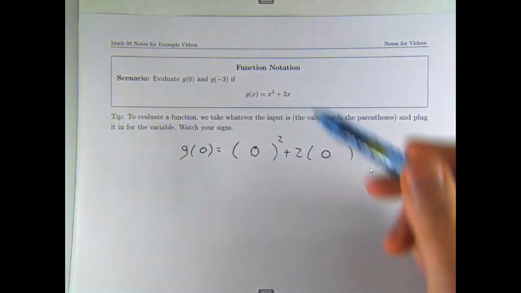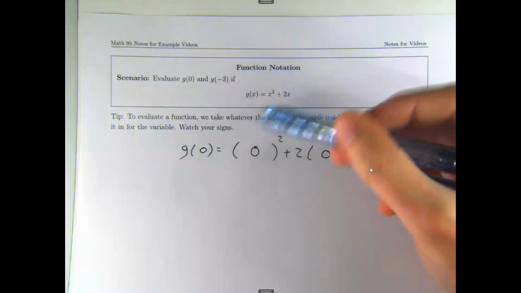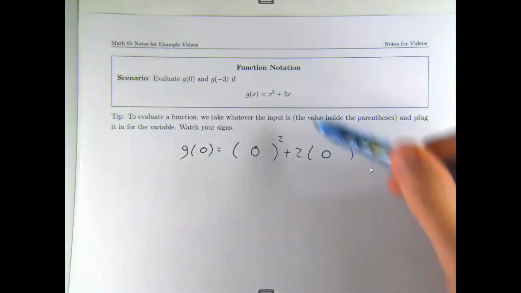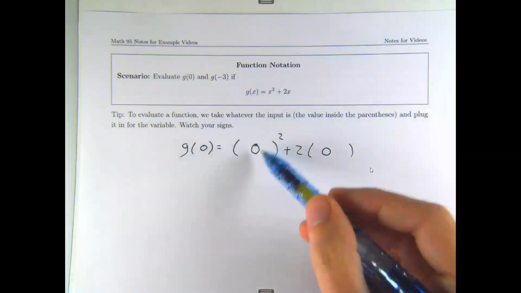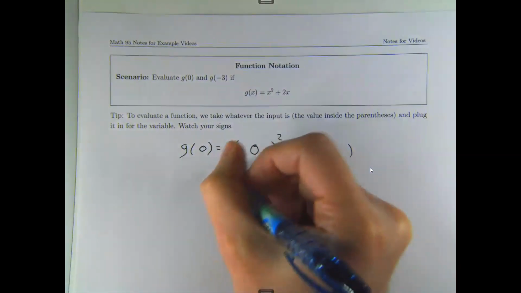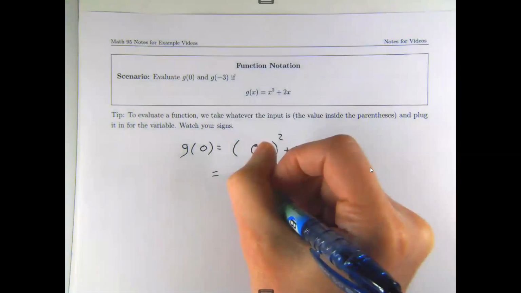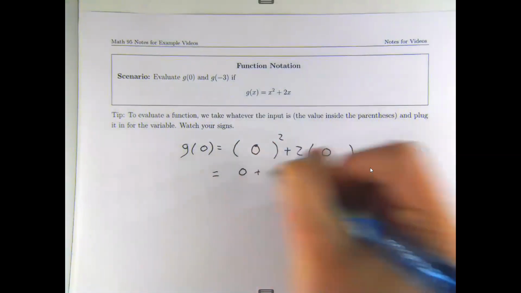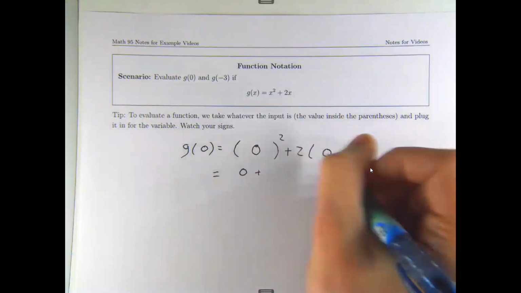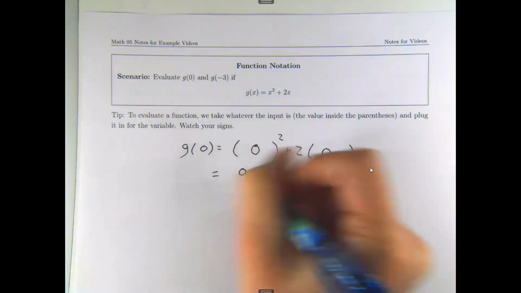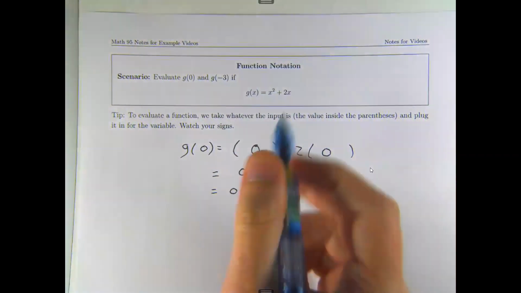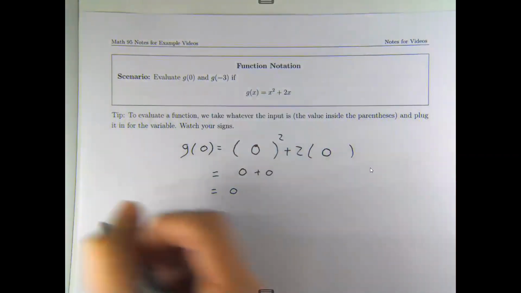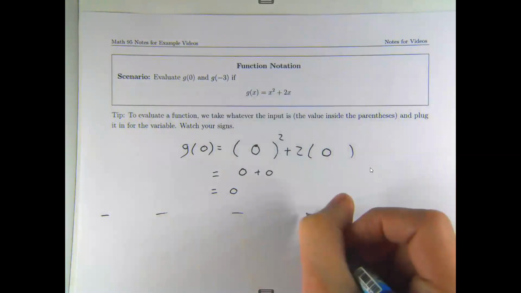What I like to do is, instead of the value of x, I put down parentheses, and then any number that I have on the inside, I'm plugging that in. 0 squared, or 0 times 0, is just 0. 2 times 0 is 0. 0 plus 0 is 0. Okay, not the most exciting of values, so let's try something different. Let's try -3. That's another example.